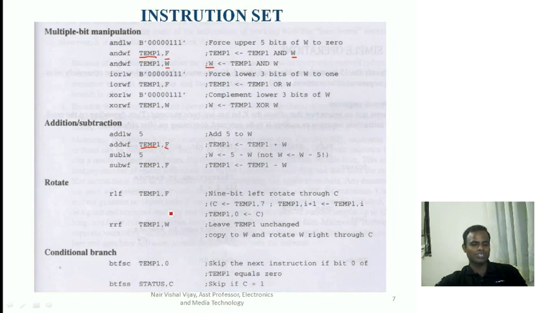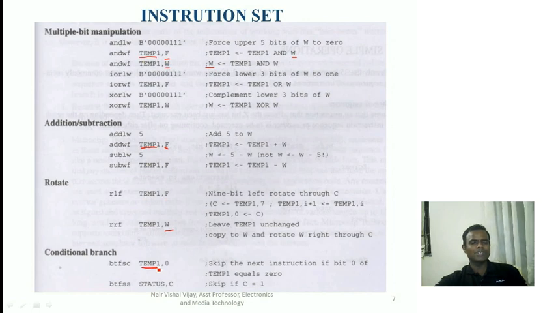Similarly for the subtract instruction. Then similarly for rotate instructions also, as you can see, rotate left temp1, that means you are rotating left the content of temp1 and you are going to store the content in temp1 itself. If W is the notification, then you are going to store after rotating right into the working register. Yes, so that is it, and then you have some conditional branch where you will skip the next instruction if bit 0 of the temp register is not set, is equal to 0.